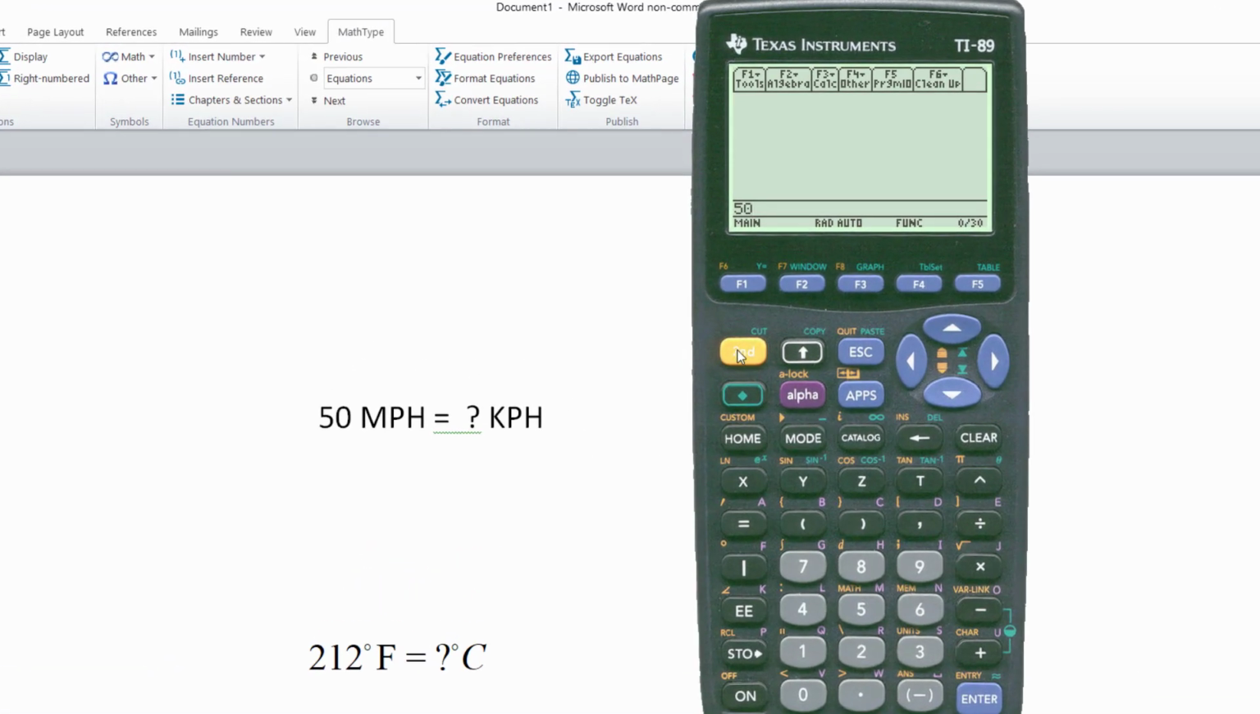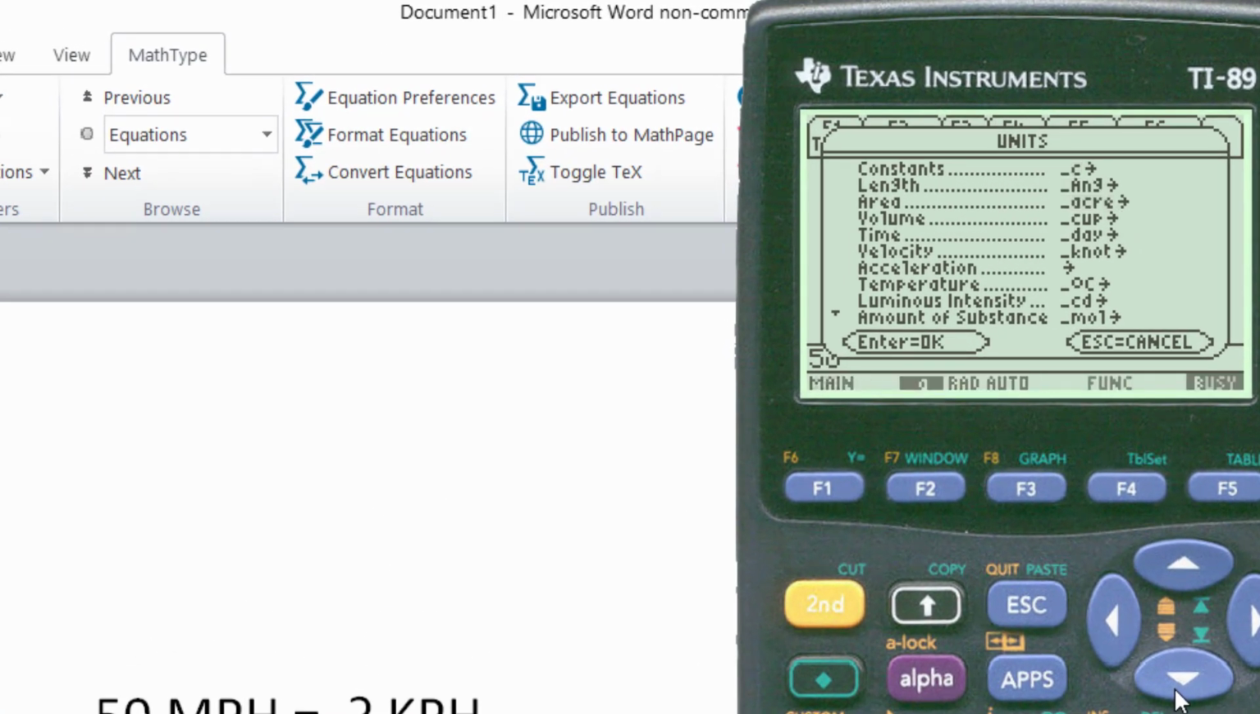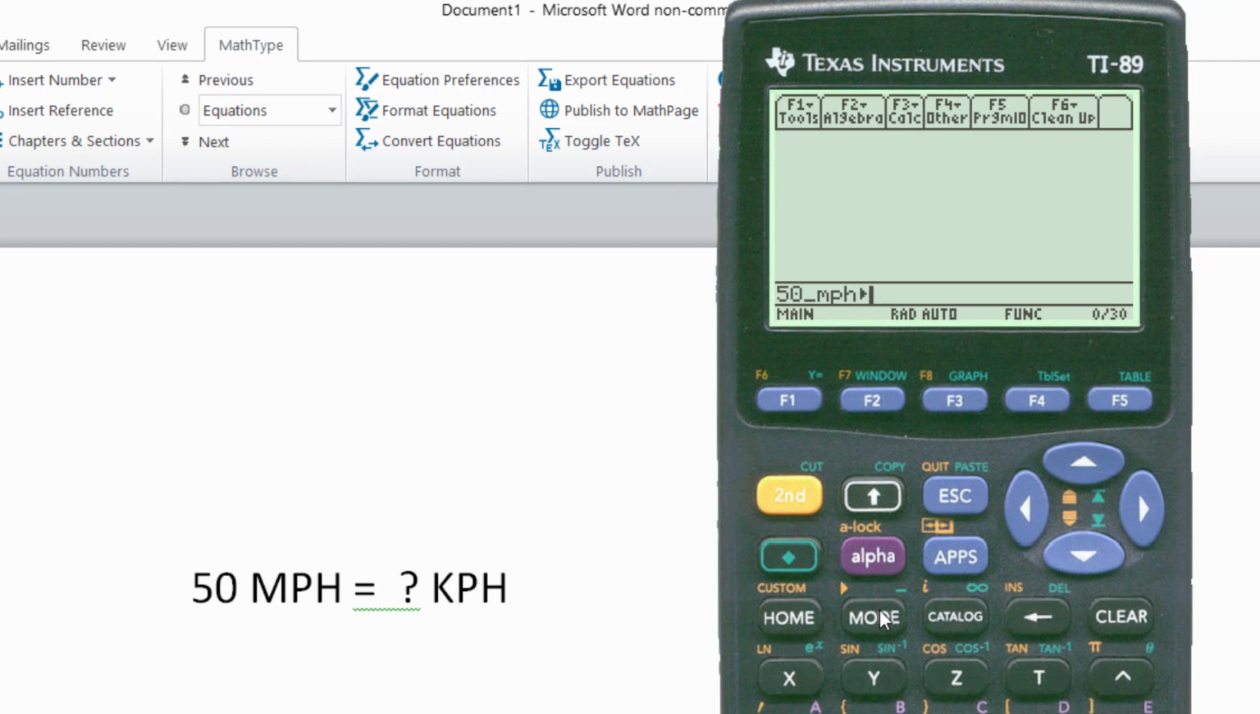So now let's go back. Second and then 3, units. Okay, so I have 50, and then that's going to be in miles per hour. So hit enter. So now I have it as 50 miles per hour. Then I need to hit second, and then the mode key right here, second and then mode, you get this little arrow here. Okay, and that's going to convert it to whatever you put over here.